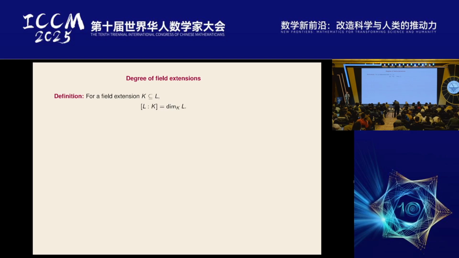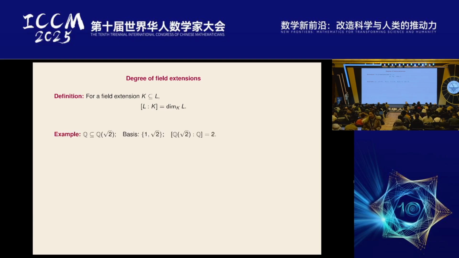We all know field extensions are quite important in algebra, number theory, and algebraic geometry. If we have a field extension K to L, then one of the basic invariants to associate to this field extension is the degree. You simply take the dimension of the larger field as a vector space over the smaller field. Of course, this can be finite, and it can also be infinite.